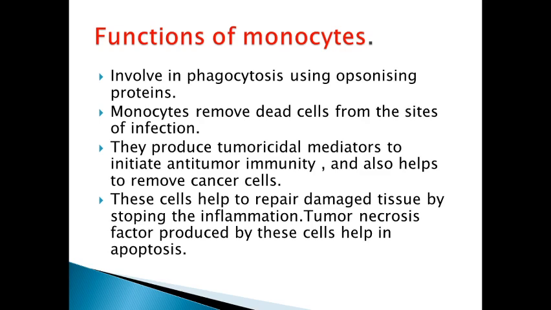The first function is phagocytosis, that is engulfment of pathogen by pseudopodia and by using certain opsonizing proteins. See here, the opsonizing proteins are those which enhance phagocytosis, which stimulate the process of phagocytosis. So monocytes, with the help of opsonizing proteins, are involved in the phagocytosis process.